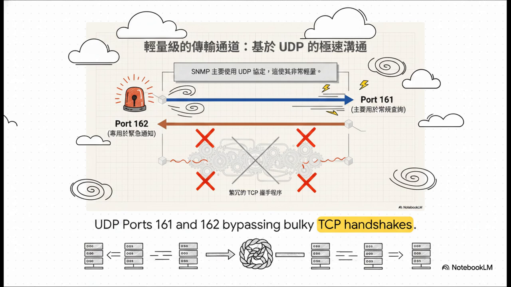But SNMP, it doesn't have time for that. It has to be incredibly lightweight so it doesn't bog down the very network it's monitoring. So it bypasses TCP entirely and uses UDP instead. It shoots these ultra-fast data packets through port 161 for routine queries and port 162 specifically for emergency notifications. No bloated handshakes, just pure speed.